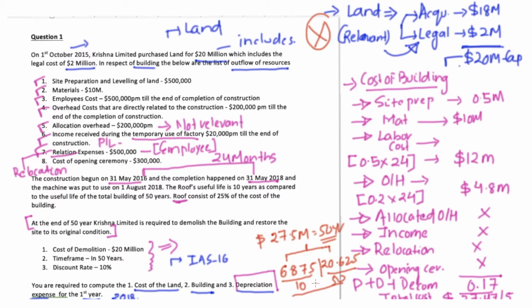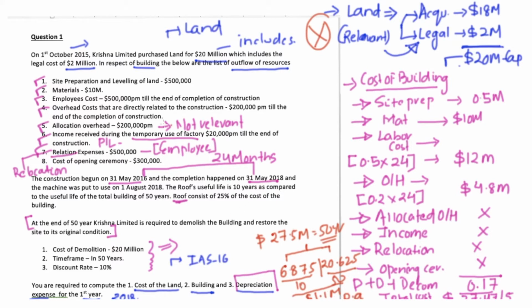Let me make a quick calculation. 6.875 divided by 10 in respect of the roof and 20.625 divided by 50 in respect of other assets. Hence, the total depreciation amount is coming out to be $1.1 million, which means 0.6875 in respect of roof and 0.4125 in respect of other assets. So depreciation is 1.1 million, and there's a catch. 1.1 million is per annum.